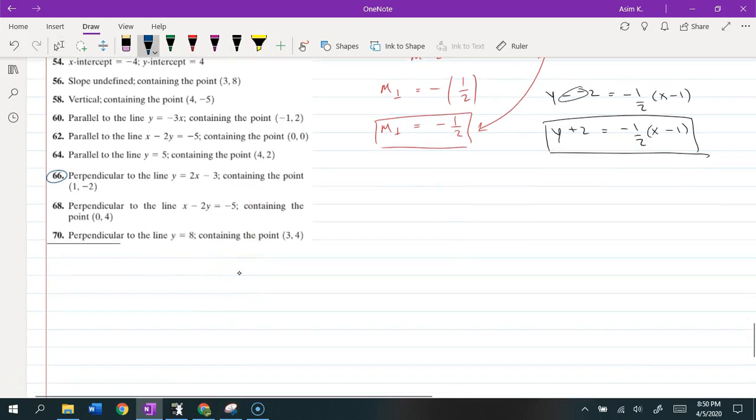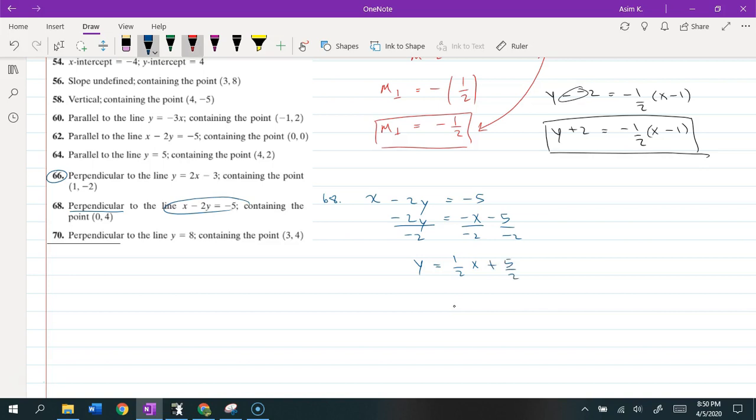Really the same question. Again, your line is perpendicular to x minus 2y is equal to negative 5. What have students done in the past? They've said, well, I can't tell what the slope of this line is just by staring at it. So what they do is they say, let me turn it into y equals mx plus b format, or what we know as slope-intercept format. So when I do that and I divide by negative 2 on all sides, I end up with y is equal to positive half x plus 5 over 2.